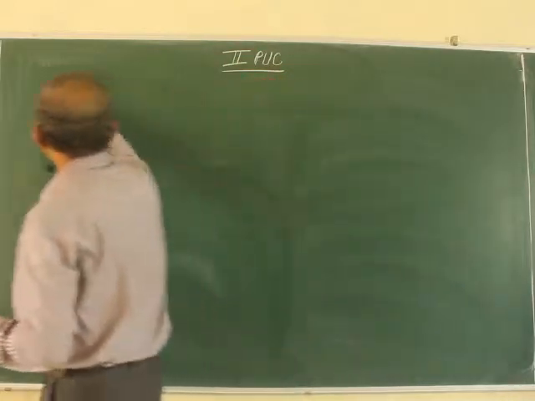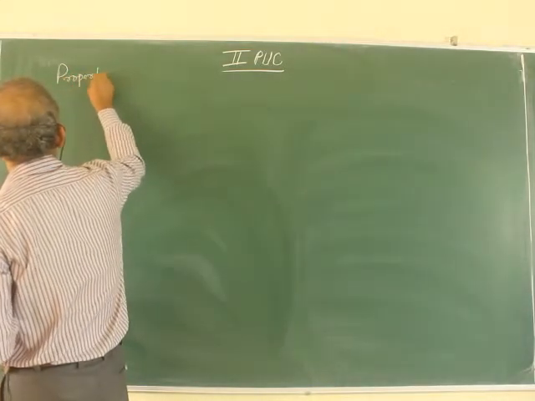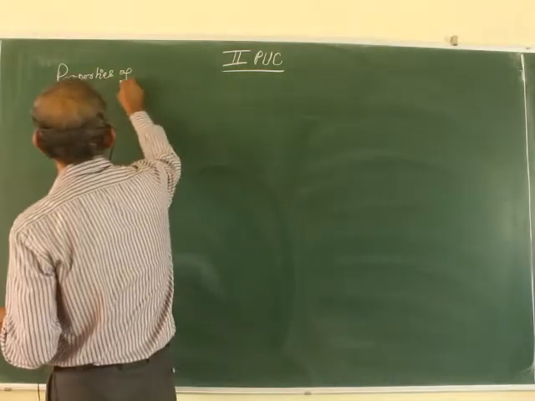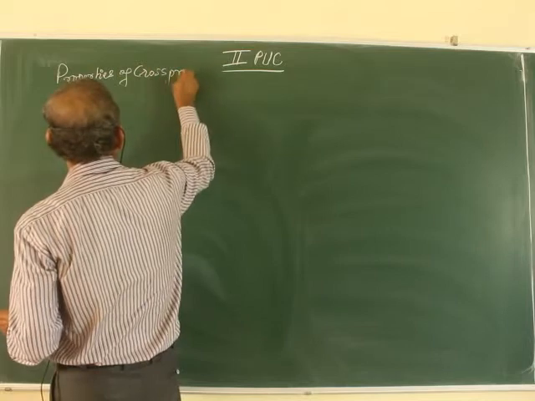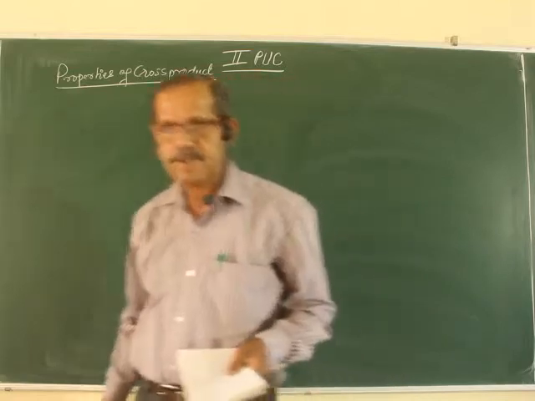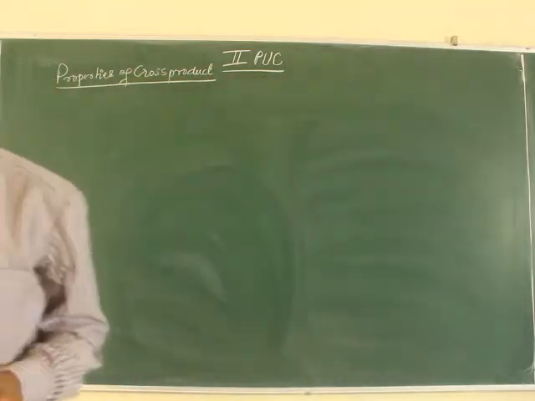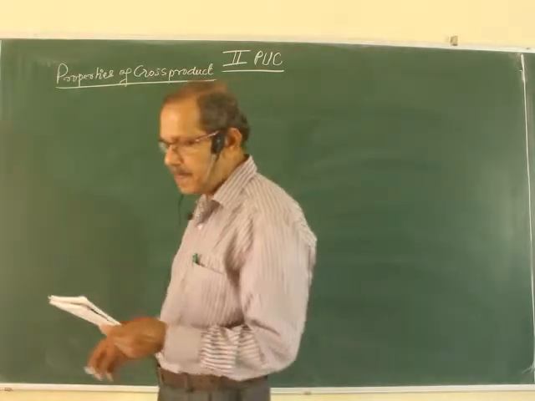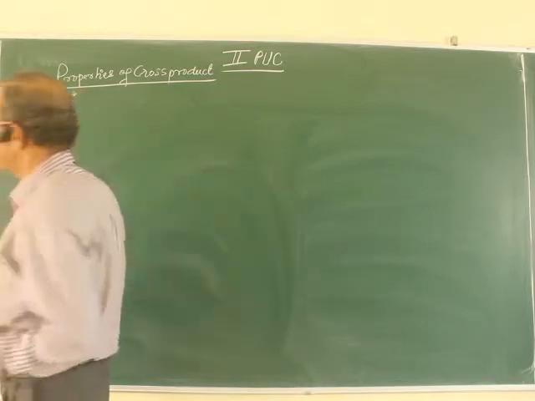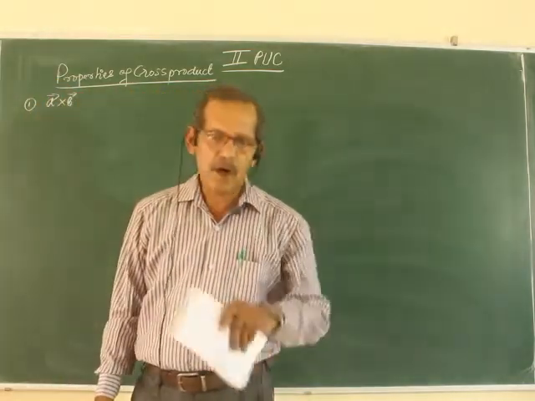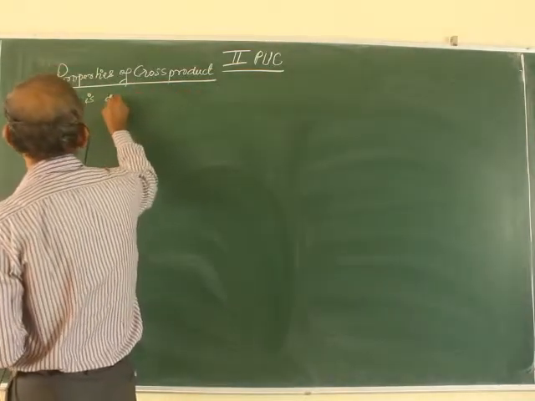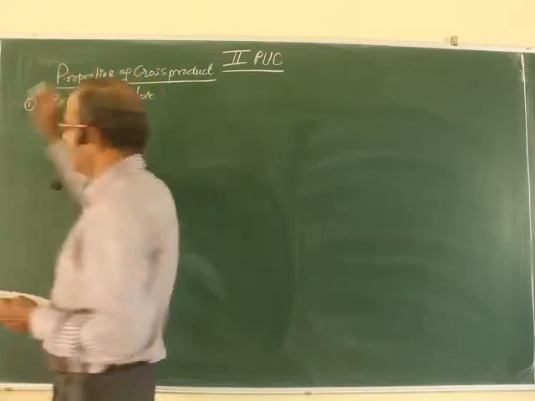Yes, let me start with this. Properties of cross product, just similar to the scalar product, you have written there also. Let me write one by one. First one is A cross B. There you have written A dot B is a scalar. A dot B is a number. Here A cross B is a vector, you write. It is a vector.